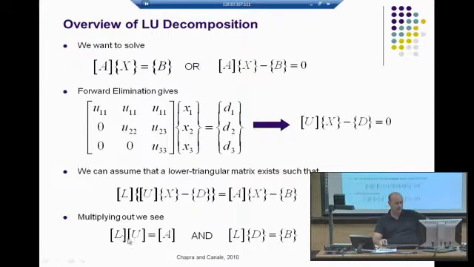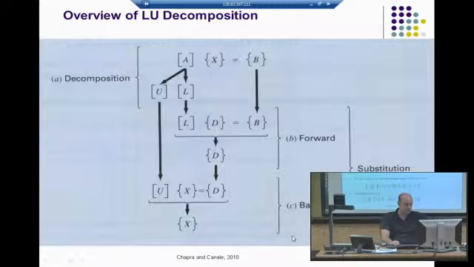So if you multiply it out, A is clearly equal to L times U. L times U times X is A times X, so L times U is A, and L times D is equal to B. Basically, the structure of how that works is you decompose A into an upper triangular matrix and a lower triangular matrix.